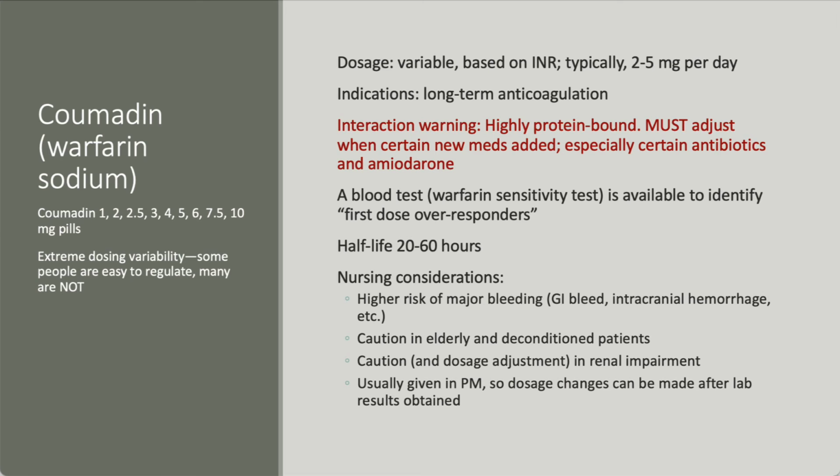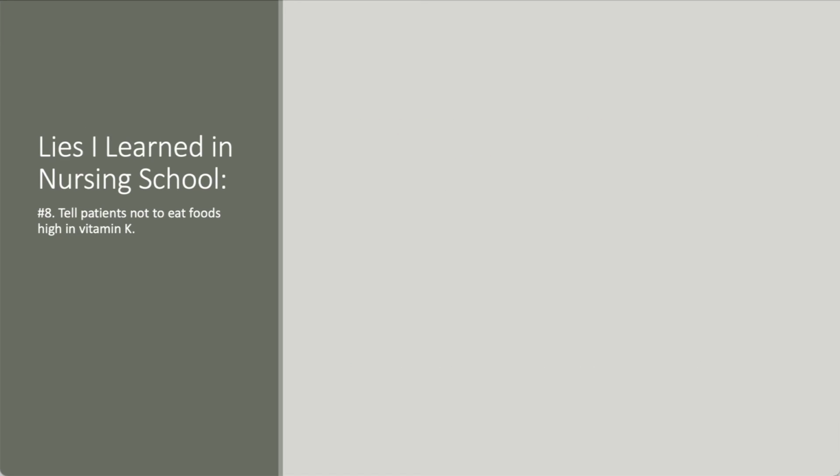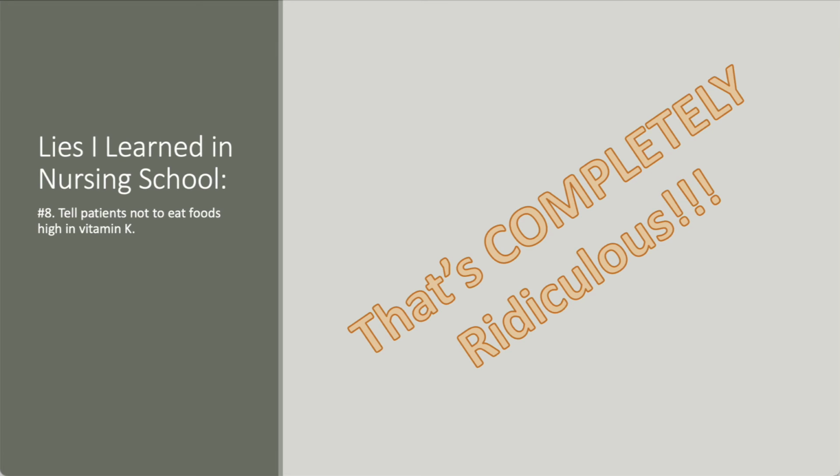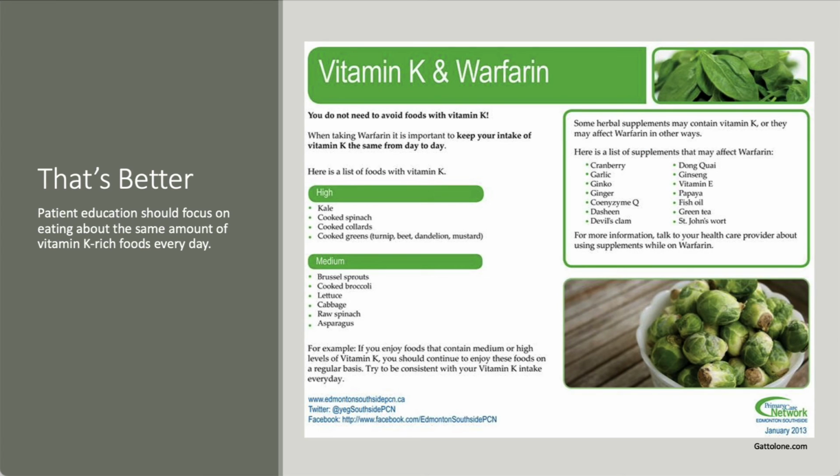Okay. All right. So one of the lies that I learned in nursing school, and there's a lot of them, many more than 8. I'll tell you someday if you want to hear, but one of the lies that I learned in nursing school is that patients should not eat vitamin K rich foods. Stupid, right? What foods are high in vitamin K? All the good stuff, right? Brussels sprouts, kale. Well, I don't know how good kale is, but you know what I mean.